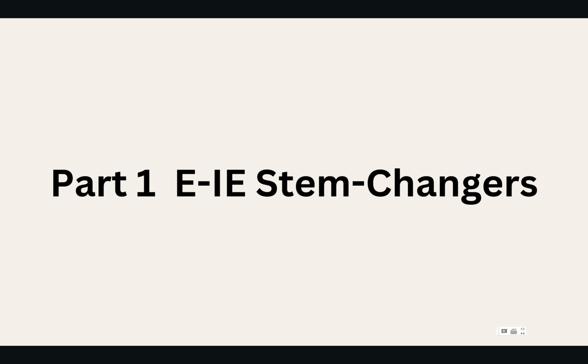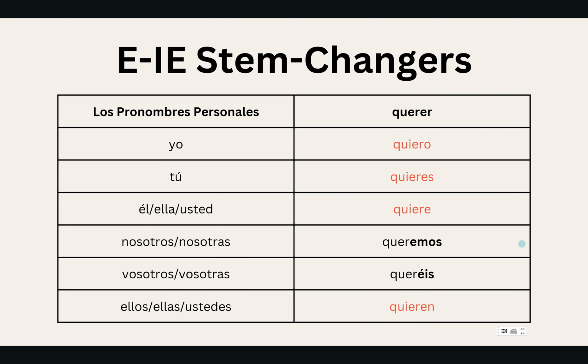Now let us begin with part 1. E to IE stem changers. Now let's use the verb querer as an example. The present tense conjugation of this verb is as follows.